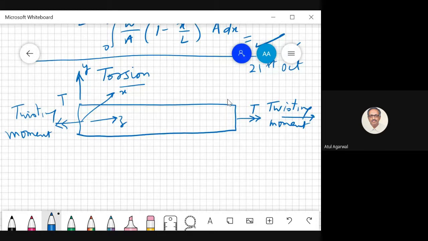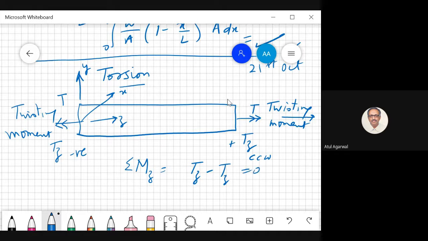I am twisting it about its axis. So this twisting moment will be called Tz. And this is a counterclockwise twist, so this is positive. This Tz is negative. So you see the total moment applied to this chalk is this Tz minus that Tz on the left-hand side equal to 0. So this is a cylinder, a circular cylinder of uniform cross section.